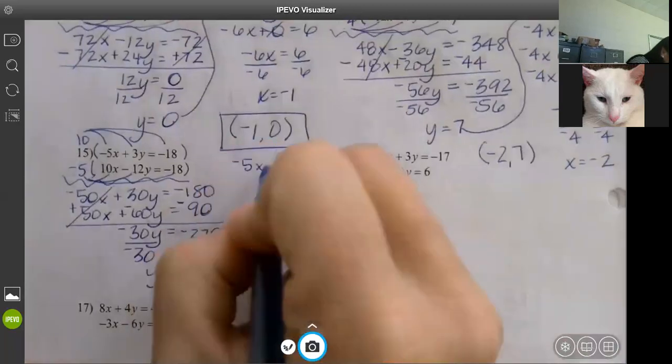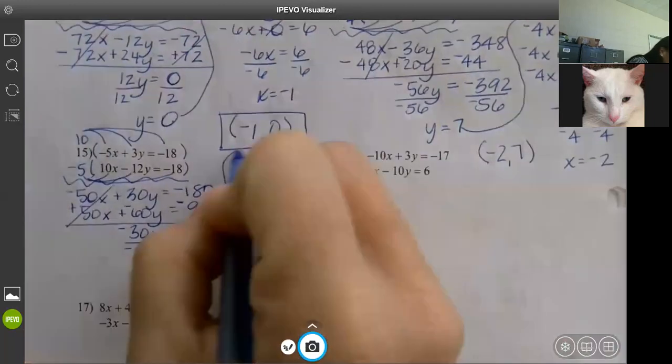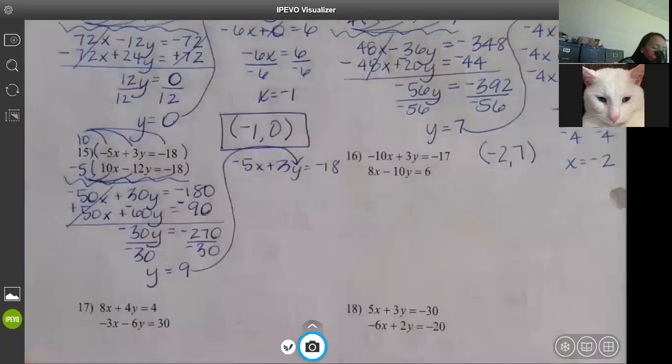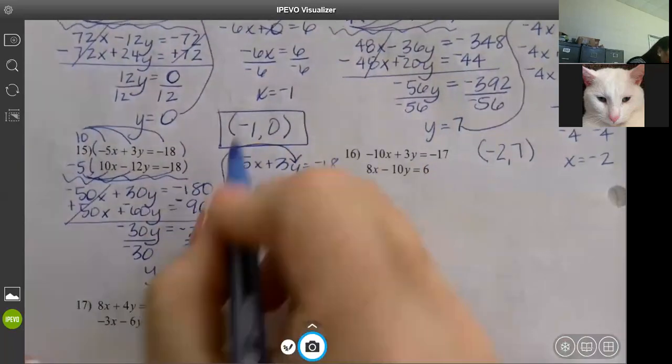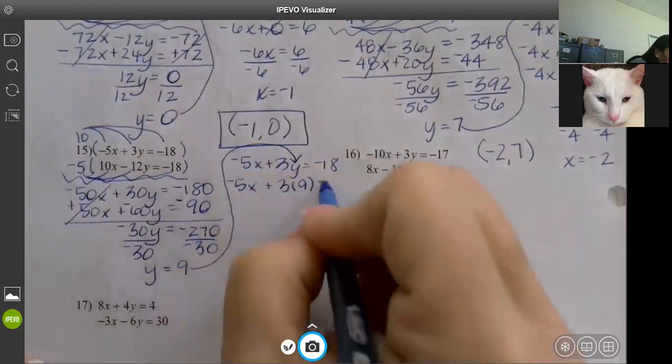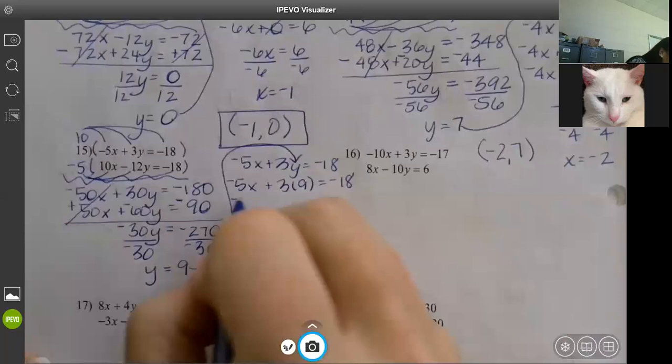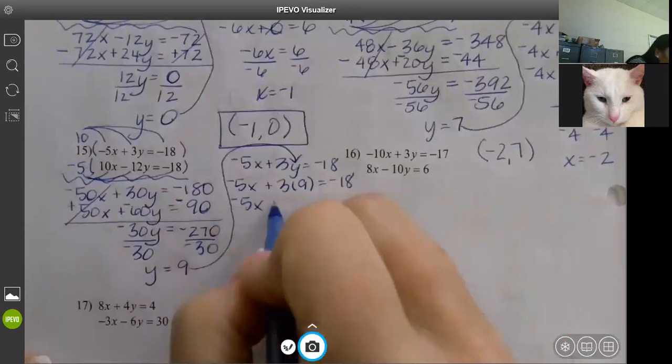Negative 5x plus 3y equals negative 18. And we're plugging in for y. This one is exactly like the other one. Instead of y, we're going to have 9. And this is the equation we're trying to solve. Clean it up. Multiply your 3 times 9. 3 times 9 is 27.